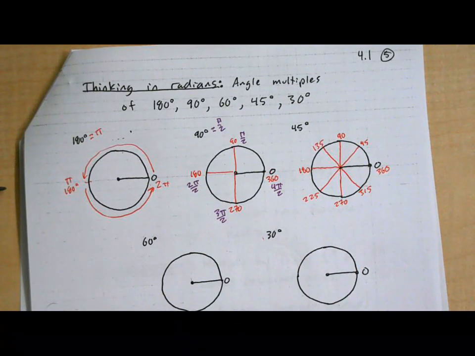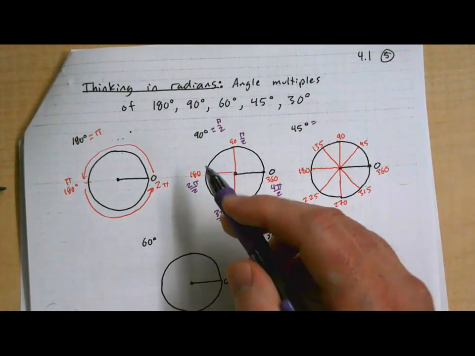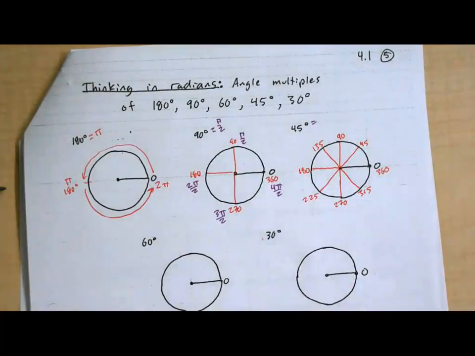We're going to count now in radians, and we know that 45 is half of 90. 90 is pi over 2. What's half of pi over 2? Pi over 4.